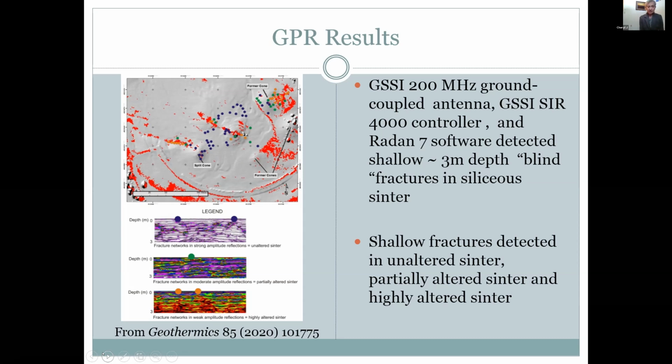So next click, please. On the top vertical slice, you can see the fractures that were detected, and they're indicated by blue dots in basically unaltered sinter. And in the middle vertical slice, you'll see green dots that were detected in partially altered siliceous sinter. And in the bottom slice, you can see orange dots that were detected in highly altered sinter. Next slide, please.